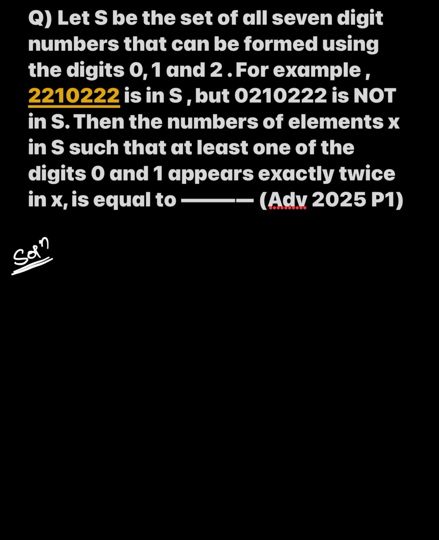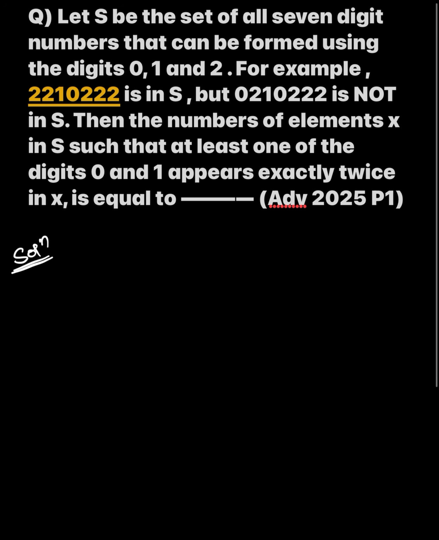0210222 means the first place cannot be filled with 0, because if the first place is filled with 0, then that 7 digit number will become a 6 digit number. So 0210222 is not in S. That type of numbers is not allowed.